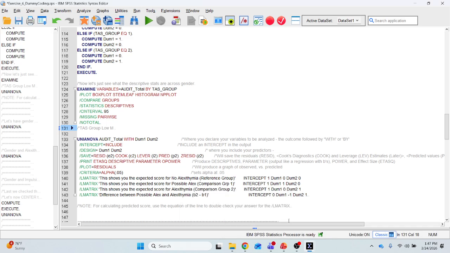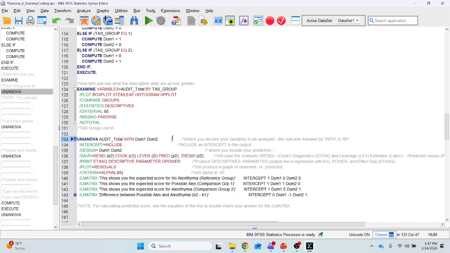So we need to be able to go back to these means, using the same idea. This is our GLM. Now look at that one. Audit total is our outcome, and now you have dum1 and dum2. Those two variables are two dummy code variables. The design has these two things. All of the same things are the same.